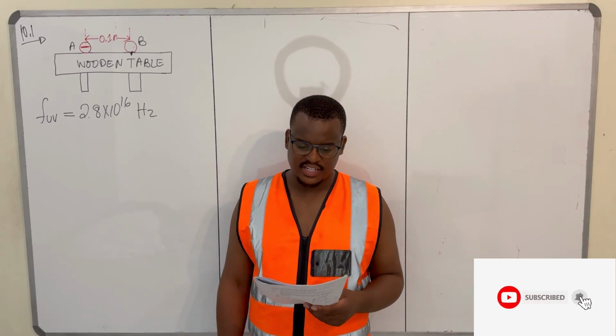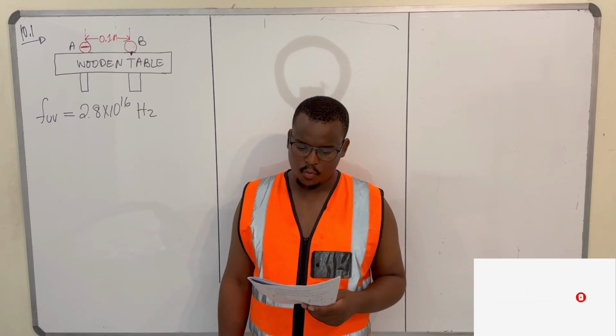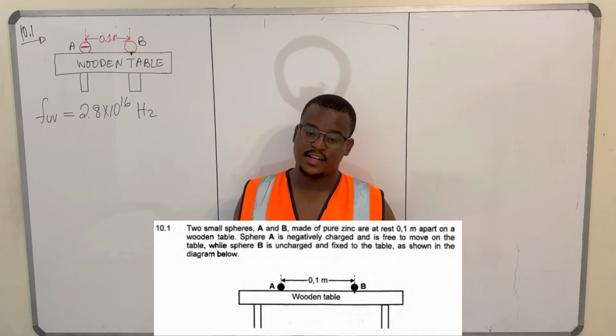So in this video, we'll be doing question 10 of the November 2023 question paper, Physical Science Paper 1. And this is the photoelectric effect. So question 10 reads as follows.